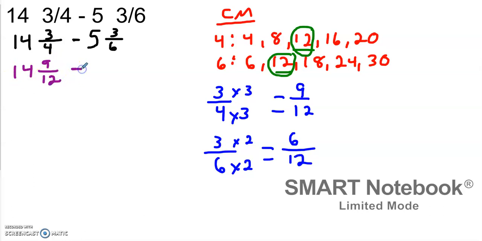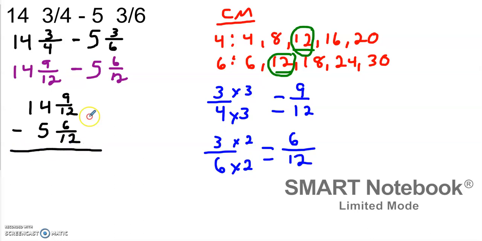Take mine to make a separation for my subtraction. And we said that 3/6 became 6/12. Again, I like to rewrite mine going vertically, right? When I'm adding with whole numbers. So I'm going to rewrite that 14 9/12, subtracting 5 and 6/12. And again, we go from right to left.